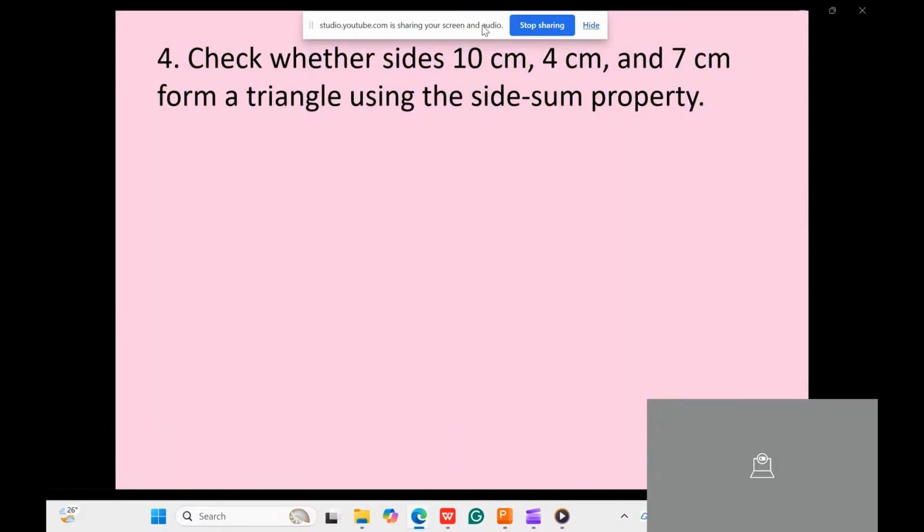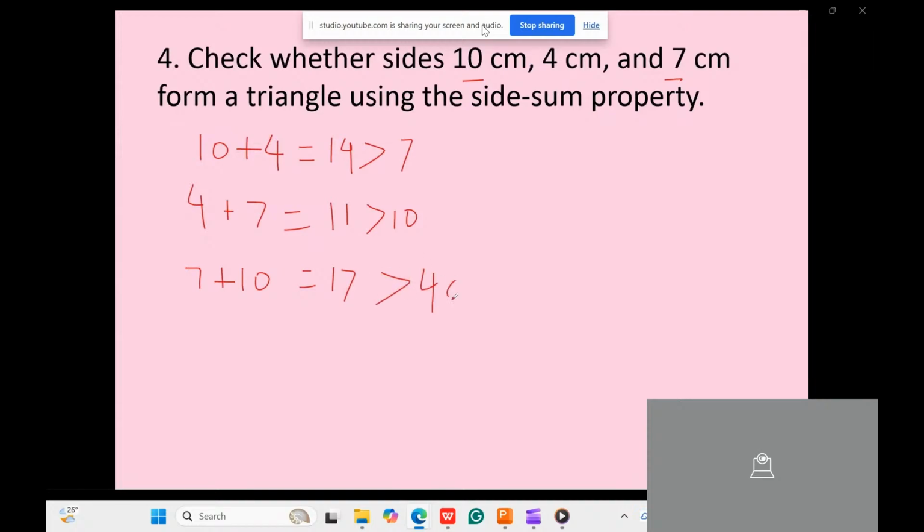Okay, question number 4. Check whether sides 10, 4, and 7 form a triangle using the side sum property. Same thing, we will take the two sides at any point of time and find out if it is greater than the third. Now this is 14, it is greater than 7. Let's take 4 plus 7. It is 11, which is greater than the third side, which is 10 centimeters. And the last combination is 7 plus 10 makes 17, which is greater than again 4 centimeters. So hence these sides will form a triangle.